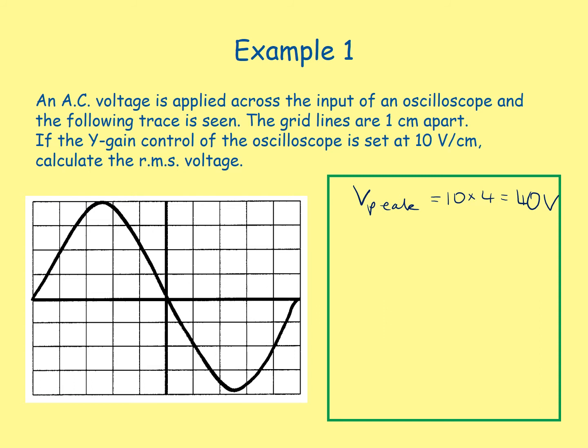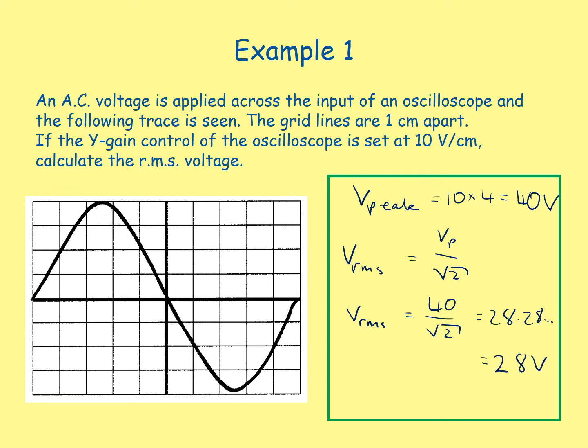Now we can use our equation. VRMS equals VP over root 2. So our RMS voltage equals 40 over root 2, which is equal to 28.28 and so on. We can round this to 28 volts.